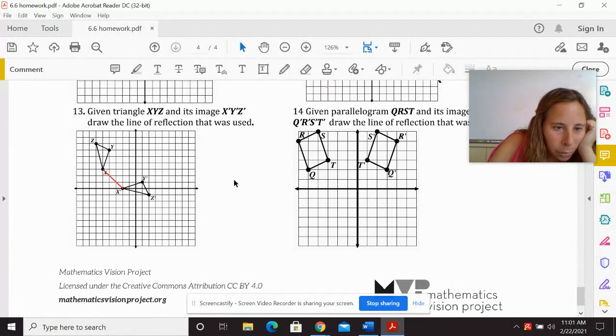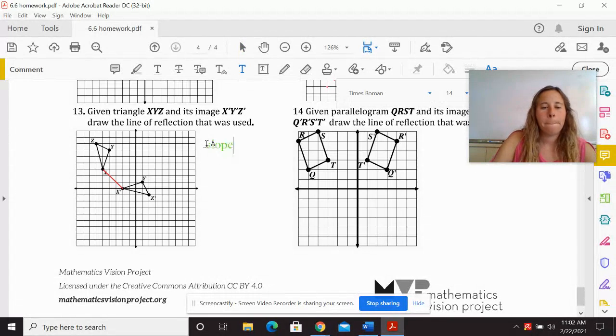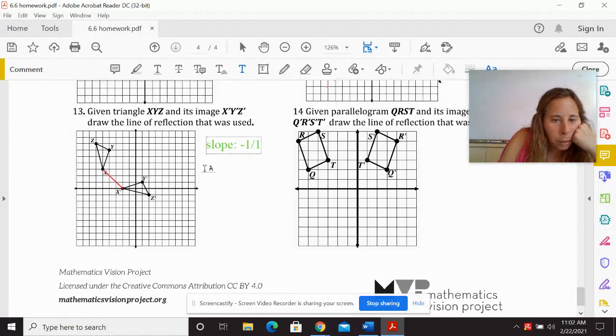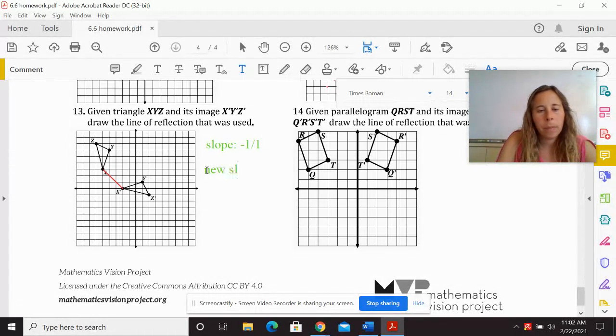Okay, so then we have to figure out the slope of that line. It looks like it is going down 1 over 1, down 1 over 1, down 1. Okay, so my slope is -1 over 1. Down 1 to the right 1. So then my new slope is going to be the opposite reciprocal. So technically I would flip it. It'd be 1 over -1, but then I change the sign.